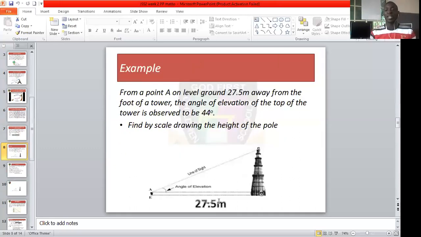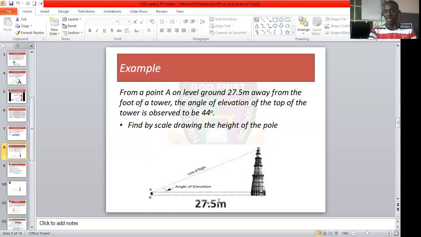I can say, represent 1 meter from the actual object by, probably, 5 centimeters on the scale drawing. That is, you'll be using 5 centimeters to represent 1 meter on the actual object. I believe you understand what I'm saying. We've treated this last time, but I'll still buttress on it.